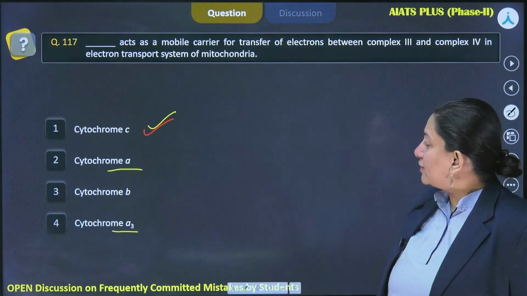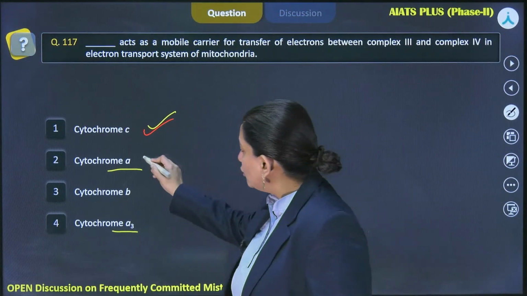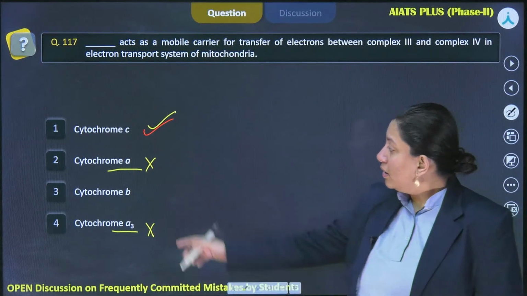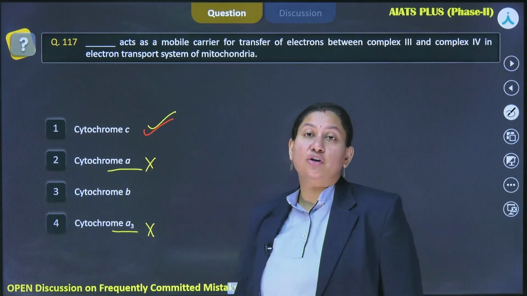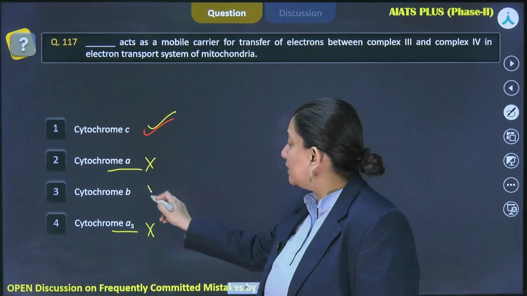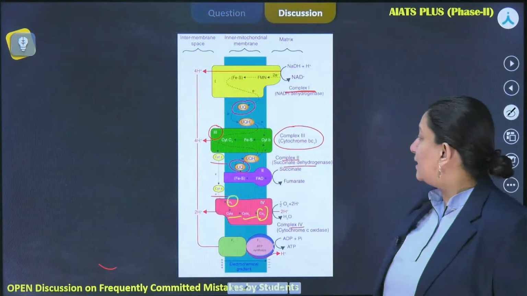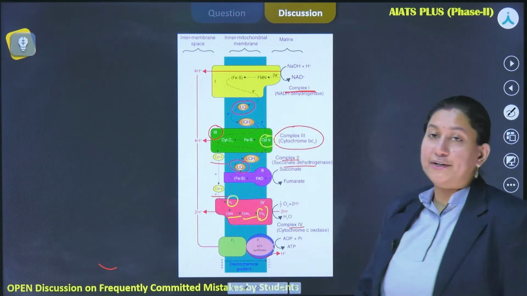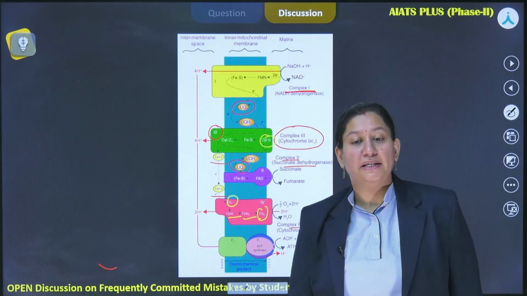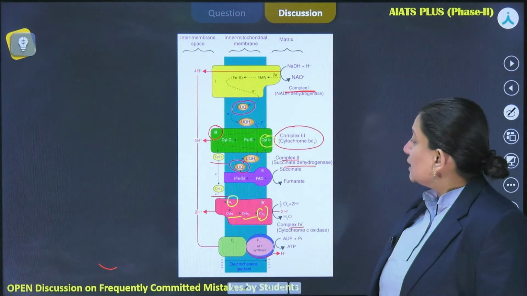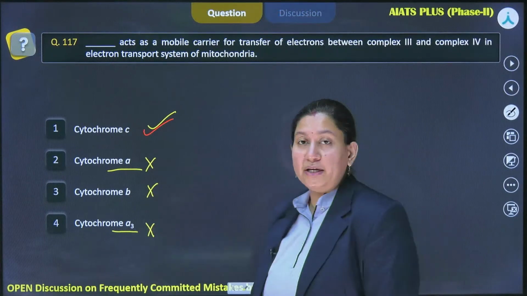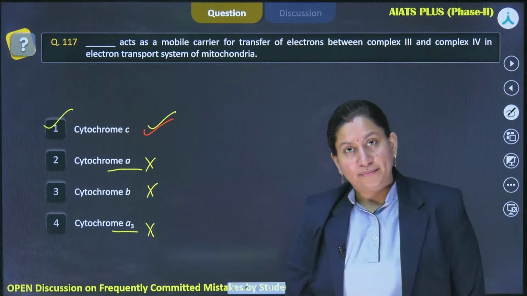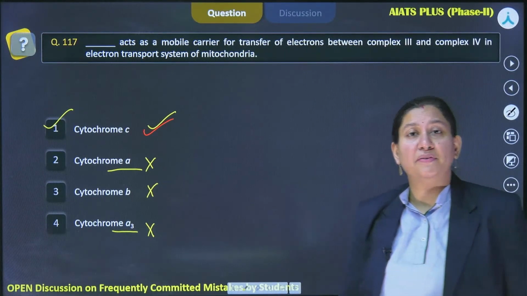So getting back to this, we have these 2 which could be ruled out, since these 2 are basically the cytochromes present in complex number 4. Then coming to cytochrome B, this could also be ruled out because we could clearly see that complex 3 over here is the cytochrome B C1 complex. So cytochrome B is a component of complex number 3, right? So this could also be ruled out. So the correct answer for this is going to be option number 1. Right, I hope this is clear to everyone.